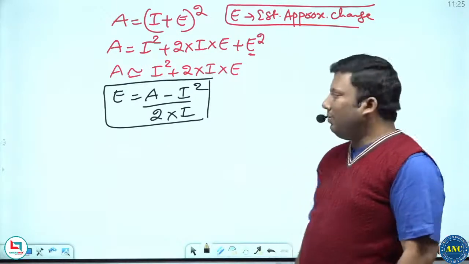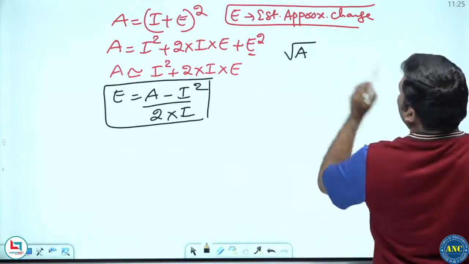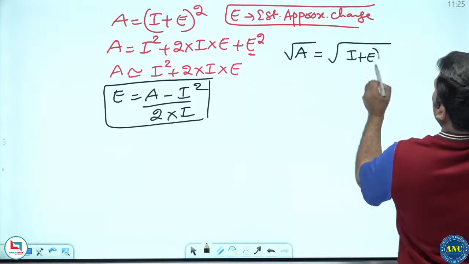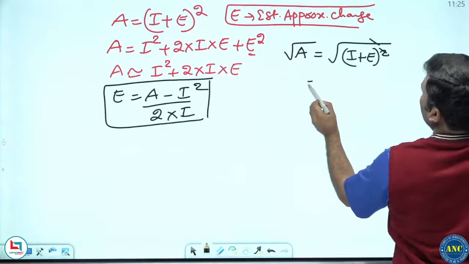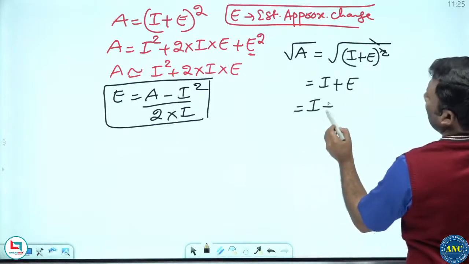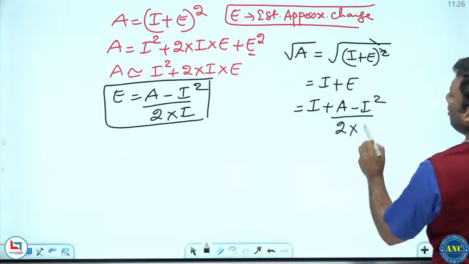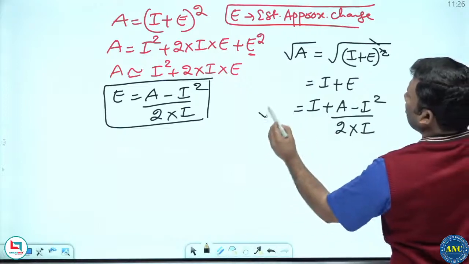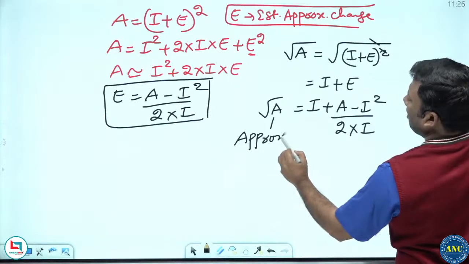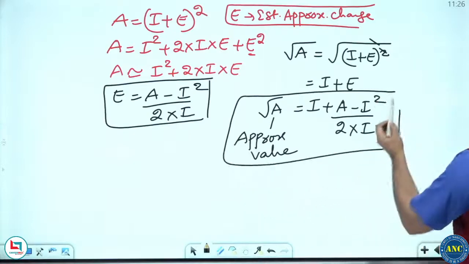Now the concept will be extremely clear to you. I want to find the root of A. That means it is root of (I plus E) whole square. The square and square root cancel; it is nothing but I plus E. E is nothing but (A minus I square) divided by 2 into I. Finish. It is nothing but the approximate value of root A, which is I plus (A minus I square) divided by 2 into I.